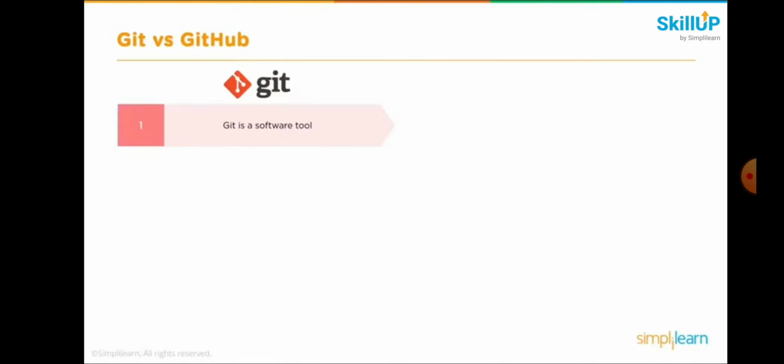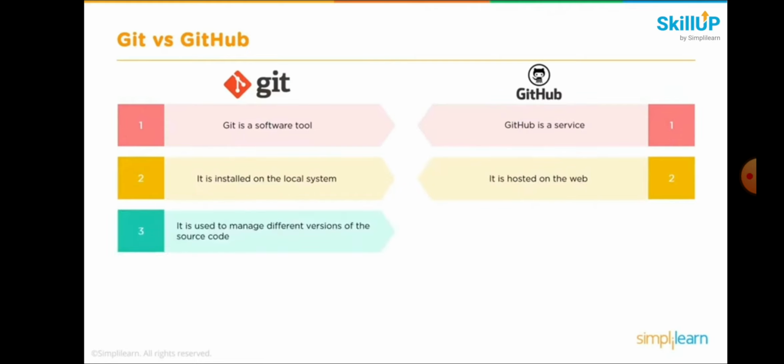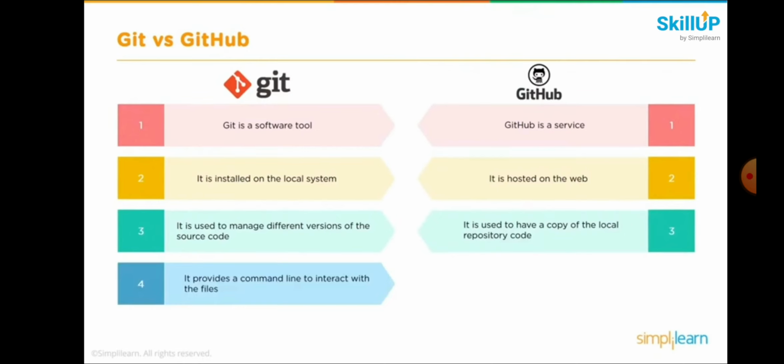So Git is a software tool, whereas GitHub is a service, and I'll show you how those two look in a moment. You install the software tool for Git locally on your system, whereas GitHub, because it is a service, is actually hosted on a website. Git is actually the software that's used to manage different versions of source code, whereas GitHub is used to have a copy of the local repository stored on the service, on the website itself. Git provides command line tools that allow you to interact with your files, whereas GitHub has a graphical interface that allows you to check in and check out files.